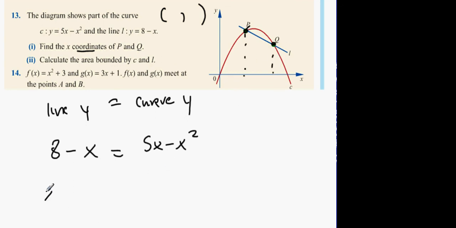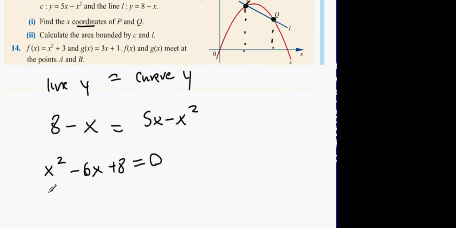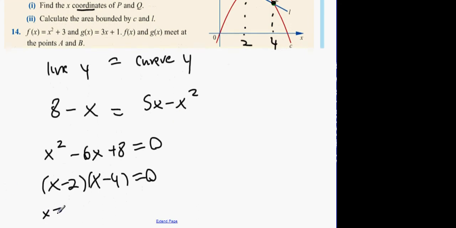Okay, move everything over one side. We're going to get x squared minus 6x, and is that right? x squared minus 6x plus 8. That's handy enough. Solve it. (x minus 2)(x minus 4) equals 0. We can see that this is going to be 2 and 4. Then you solve that and you get x equals 2, x equals 4.